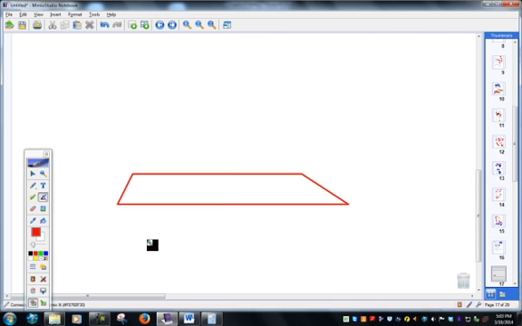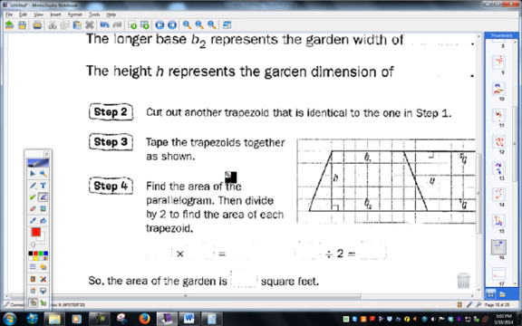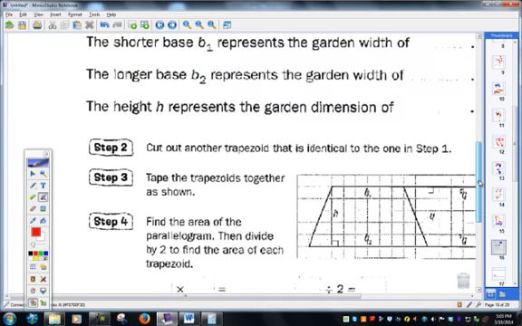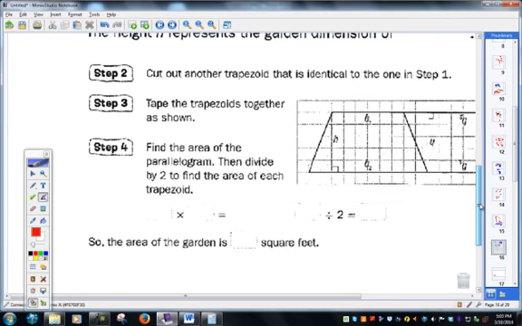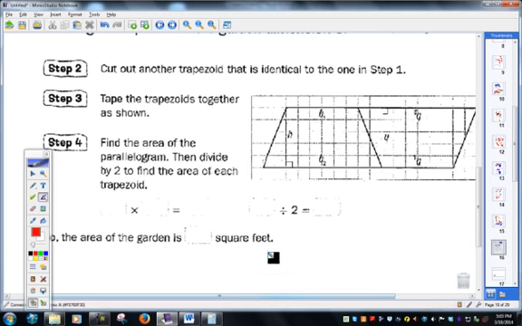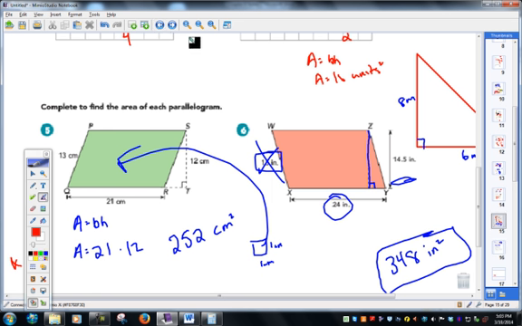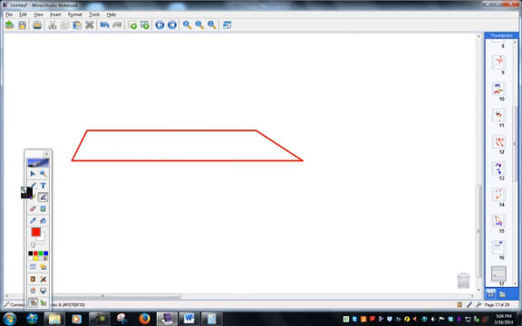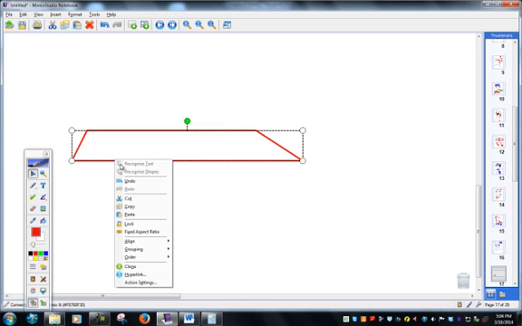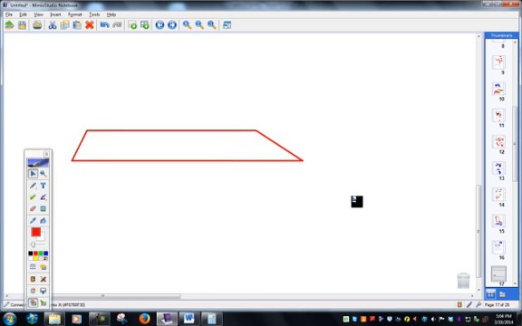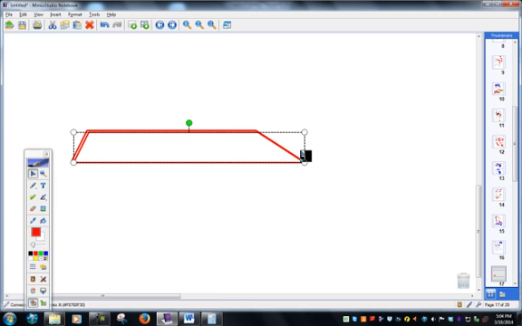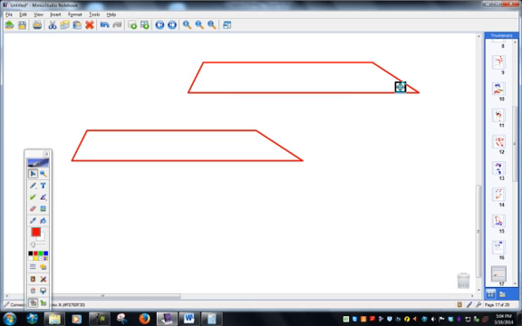Okay, so let's look at this, and I want to flip back and forth from here. The way this little activity is supposed to work, and like I said, we may do it in class, but I think you can watch and you're going to see it. You're going to take another trapezoid that is identical to this one. So we're going to make another one now. I'm just going to right click it, copy it, and paste it. Okay, so now I have two, as you can see.